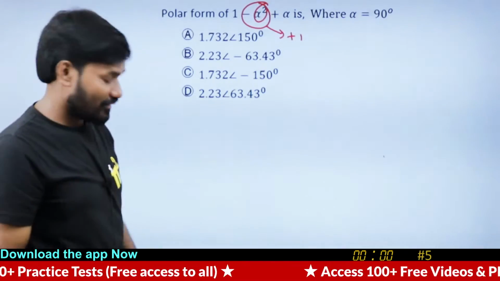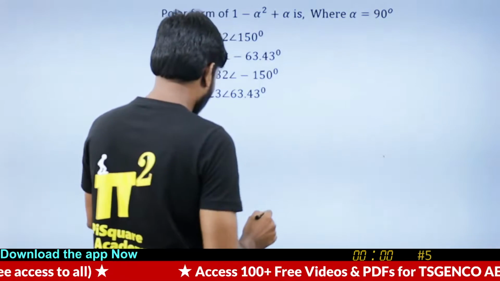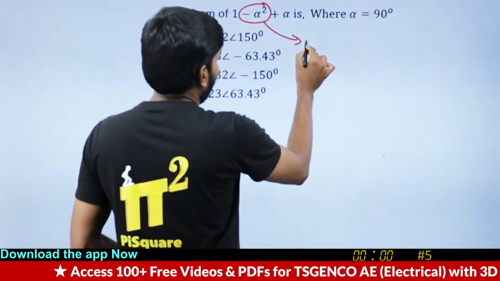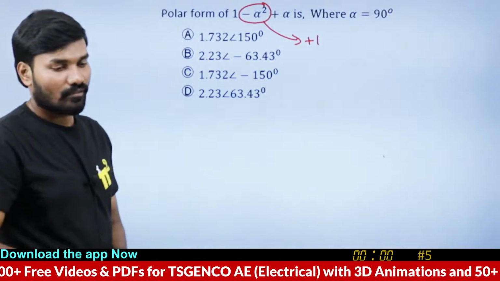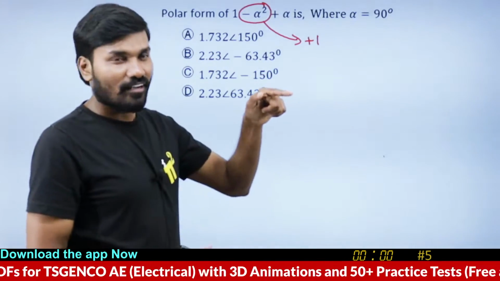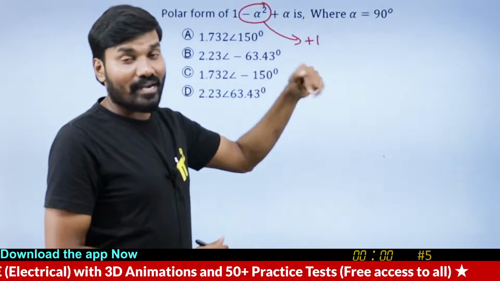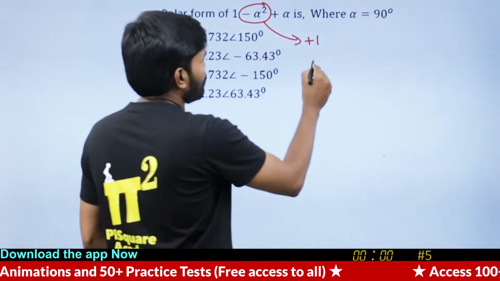I hope you got the point. Let me just explain it again. This minus alpha square results to plus 1. Not minus 1, plus 1. Alpha square is minus 1. Minus alpha square is minus of minus 1, which is plus 1. So 1 plus 1 is 2.